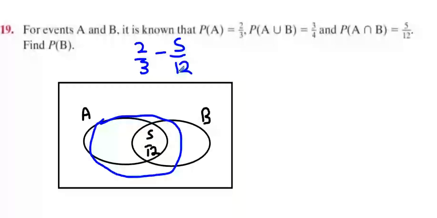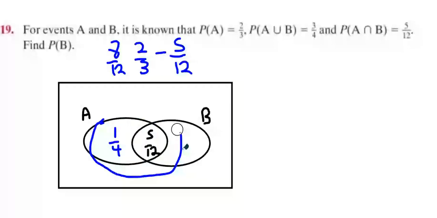Why am I doing that? I'm trying to find what's in here. So when the two of them add together, they give me 2/3. So common denominator, that'd be 8/12. 8/12 take away 5/12 is 3/12. 3/12 is a quarter. Okay.